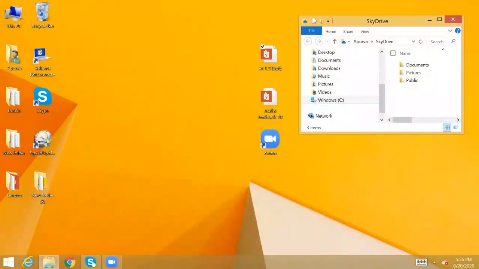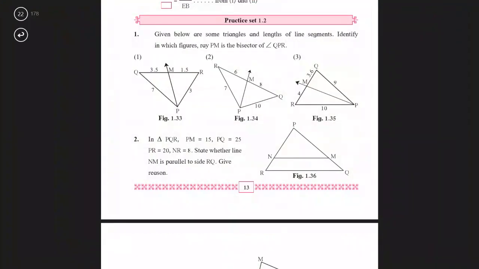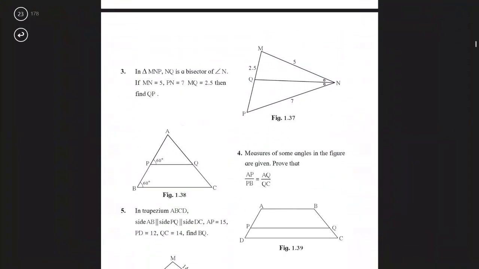We go to the third question. Question number 3. In triangle MNP, NQ is a bisector of angle N. If MN is equal to 5, PN is equal to 7, NQ is equal to 2.5, find NQ. I think by now you are very clear. You have to use angle bisector property and get your answer.